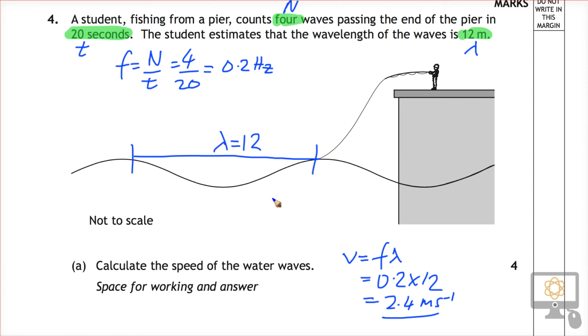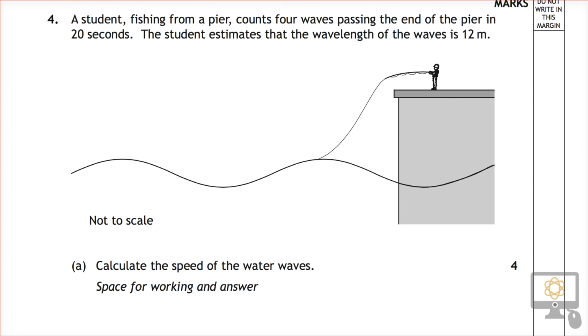So I'll go just through now the other ways of doing the problem. Let me clear the screen and we'll do it again. So an alternative method then is to think about the fact that if there are 4 waves, and each wave is 12 meters, then the total distance travelled by those 4 waves is 4 times 12. And 4 times 12 is 48 meters. So effectively those 4 waves will have travelled a distance of 48 meters.